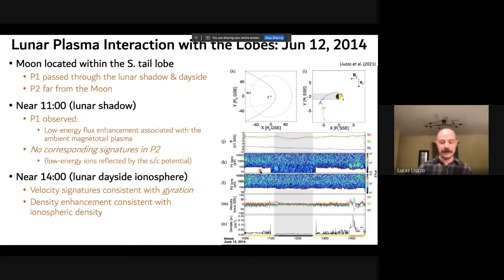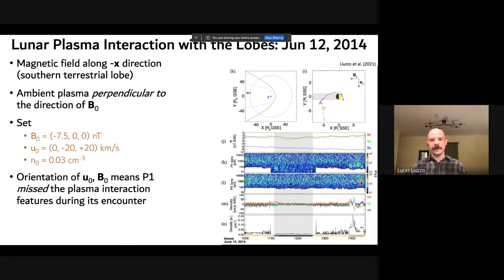associated with just this ambient low energy population that's likely located in the magnetotail near the moon, but that was otherwise at too low energies for Artemis to observe. And we see again, as soon as Artemis goes back on the day side of the moon, these signatures consistent with newly ionized particles from the lunar ionosphere. In this case, we're able to back out the background parameters for that plasma to plug into the hybrid model to understand the global interaction.